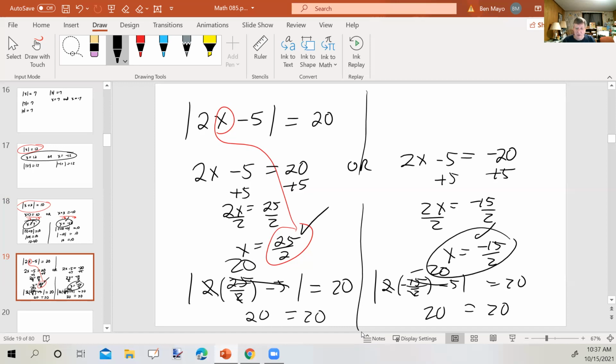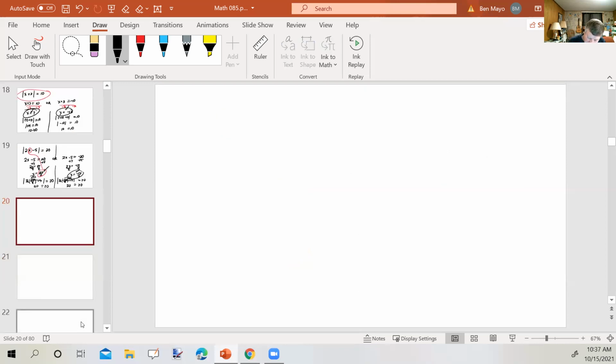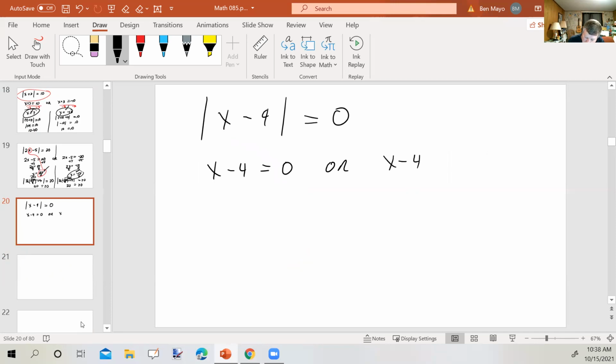So again, we get two solutions. You might be seeing a pattern where we keep getting two different solutions. Well, let's look at a case where that isn't true. Let's say we've got the absolute value of x minus 4 equals 0. Well, that means what's inside either has to equal 0 or has to equal the opposite of 0. But what is the opposite of 0, or negative 0? It's just 0. So these two equations are basically the same equation.